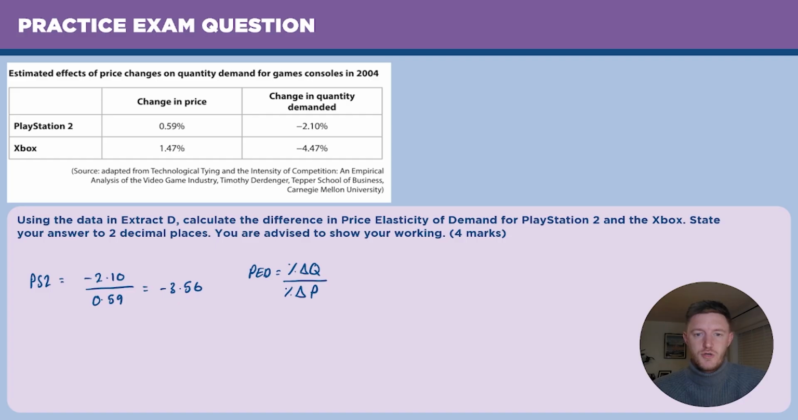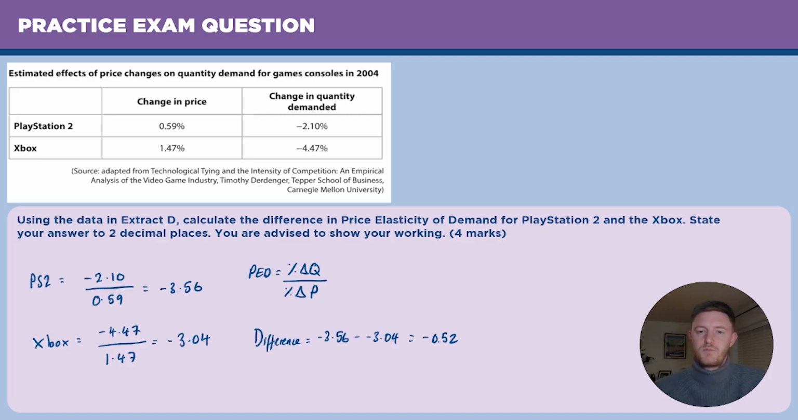So PlayStation 2 is quantity over price, so minus 2.10 over 0.59, that's minus 3.56. Xbox is minus 4.47 over 1.47, so that is minus 3.04. So we need to know the difference between the two. Minus 3.56 minus 3.04 is minus 0.52. To be honest, I actually checked the mark scheme on this one. If you put 0.52 difference, you'd get full marks as well. It doesn't seem to matter much if you've got your minuses on that bit, but just use the answers as you've got them.